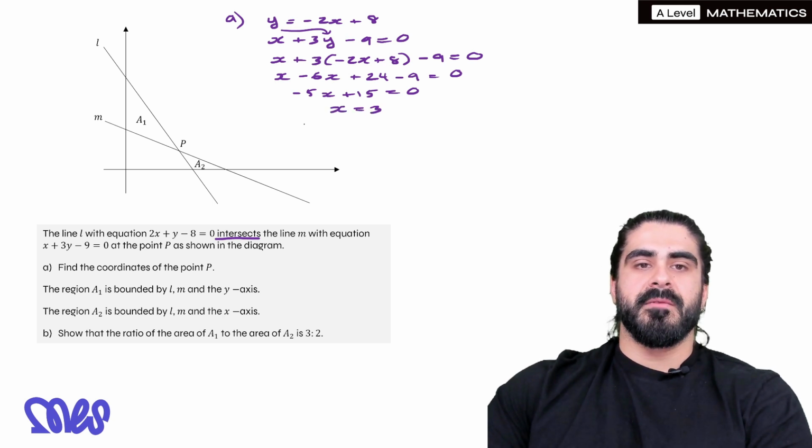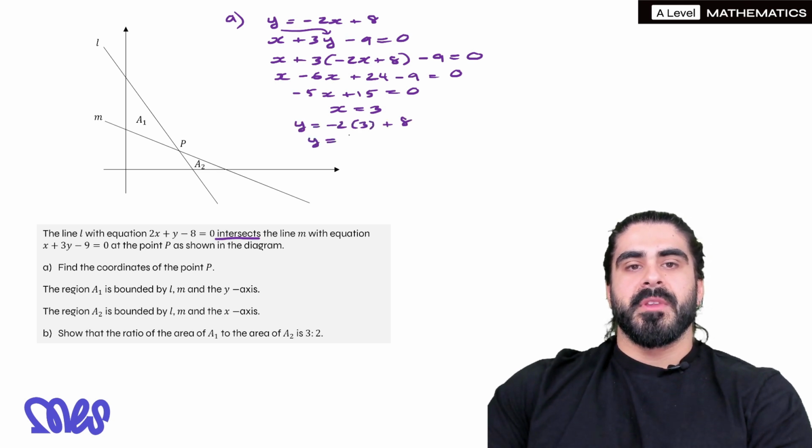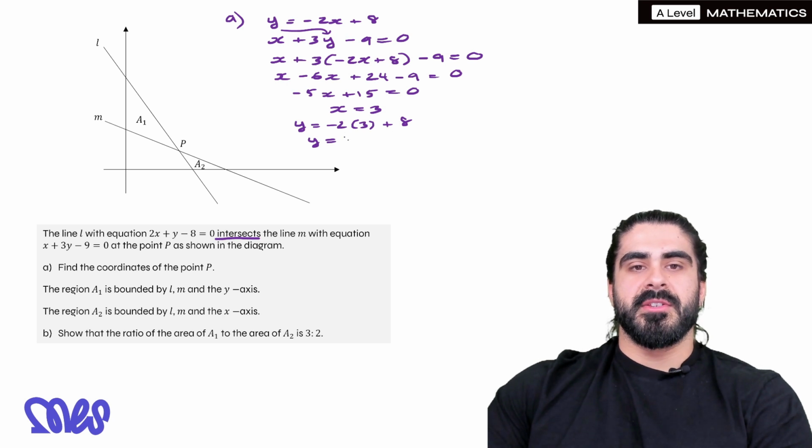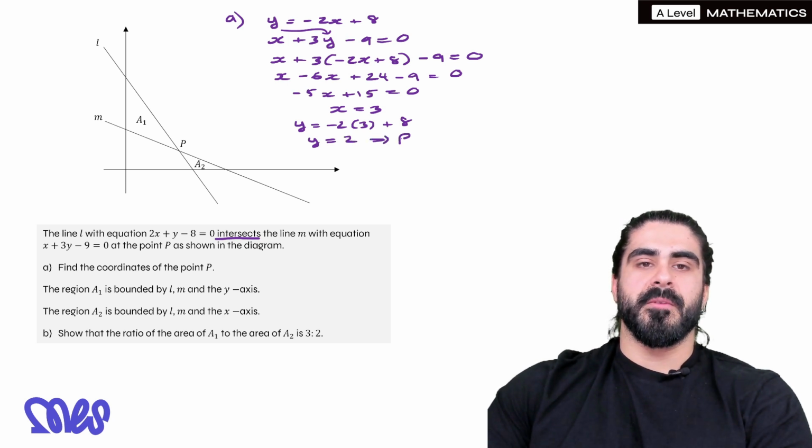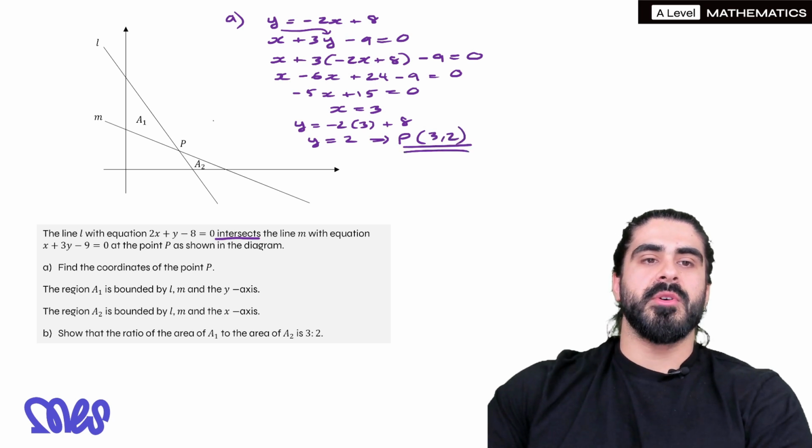Then we sub it back in for y. We'd get y equals minus 2 lots of 3 plus 8. That's minus 6 plus 8 is 2. So our coordinate for P is 3, 2. And in the exam, I always recommend you just add that to the diagram.